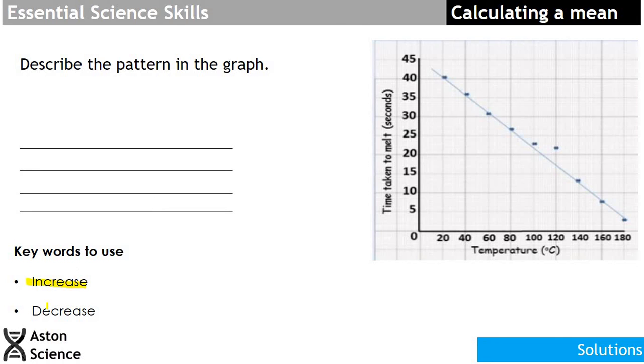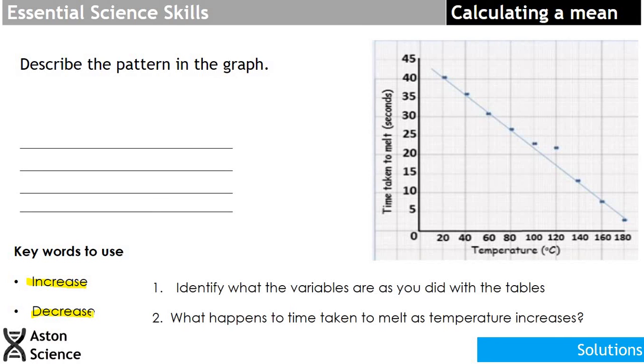So our keywords are there, increase and decrease. First, we need to identify what the variables are. We've already said our independent variable goes along our x-axis, that being the temperature, and our dependent variable goes up our y-axis, being the time taken to melt in seconds.